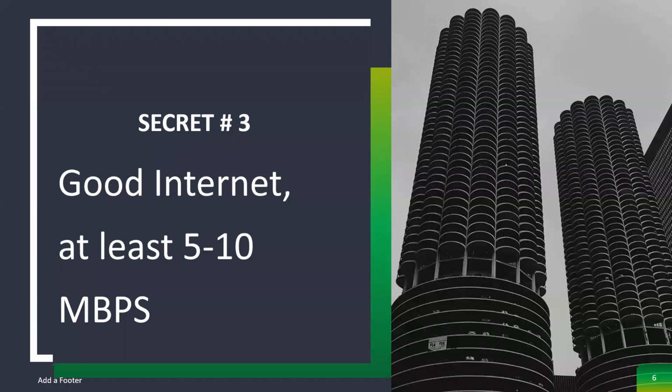Secret number 3 is have a very good internet. I would suggest 5 to 10, but 10 or more megabits per second, because that's an ideal speed. That means you can have several screens open at once. Trading consumes data. Those graphs continuously changing consume a lot of data, and you don't want to miss the market because your screen is moving slower than the market. So it doesn't help to be a tortoise in a fast moving market.